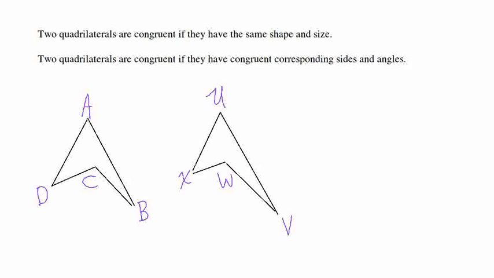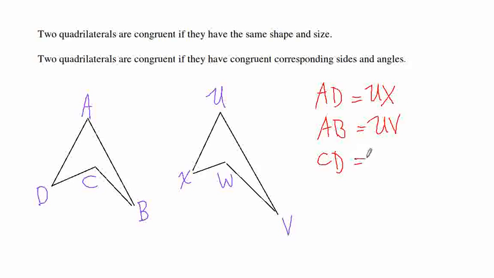Okay, so what does it mean for this example to say that the corresponding sides have to be congruent? Well, that means that length AD has to be equal to length UX. Length AB has to be equal to length UV. Length CD has to be equal to length WX. And length CB has to be equal to length WV.